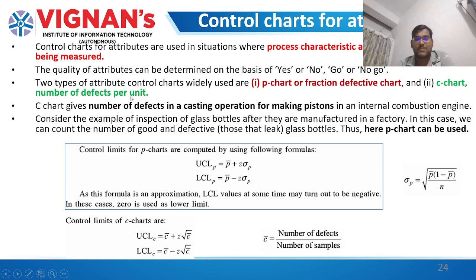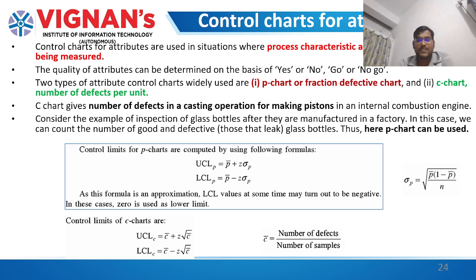For example, take a piston. In the casting operation of a piston, we are having a number of defects in a particular operation. So like that, we can use these two charts. We are having two limits, one is the upper limit and the other is the lower limit.